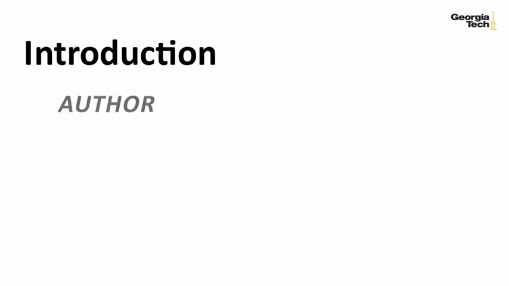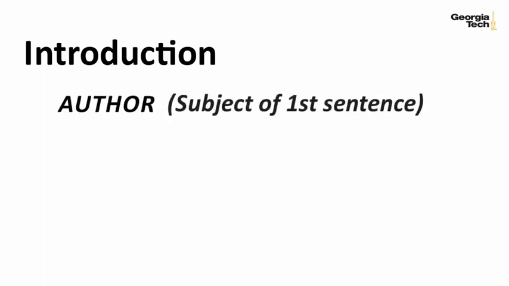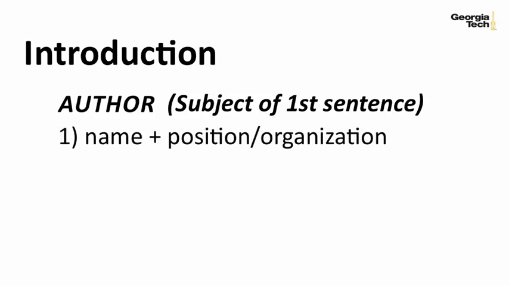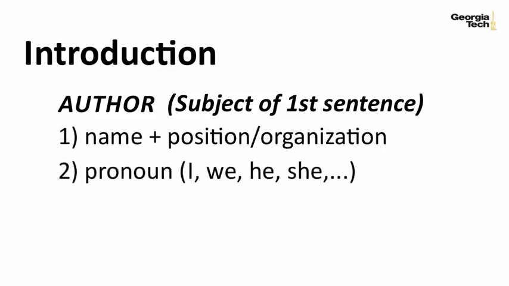The author is the writer of the email. Grammatically, the author is the subject of your first sentence. There are two ways to write the author. First, by writing the name, position, or organization, or second, by simply writing a pronoun. Your choice is going to depend on how many times you've written to your reader.